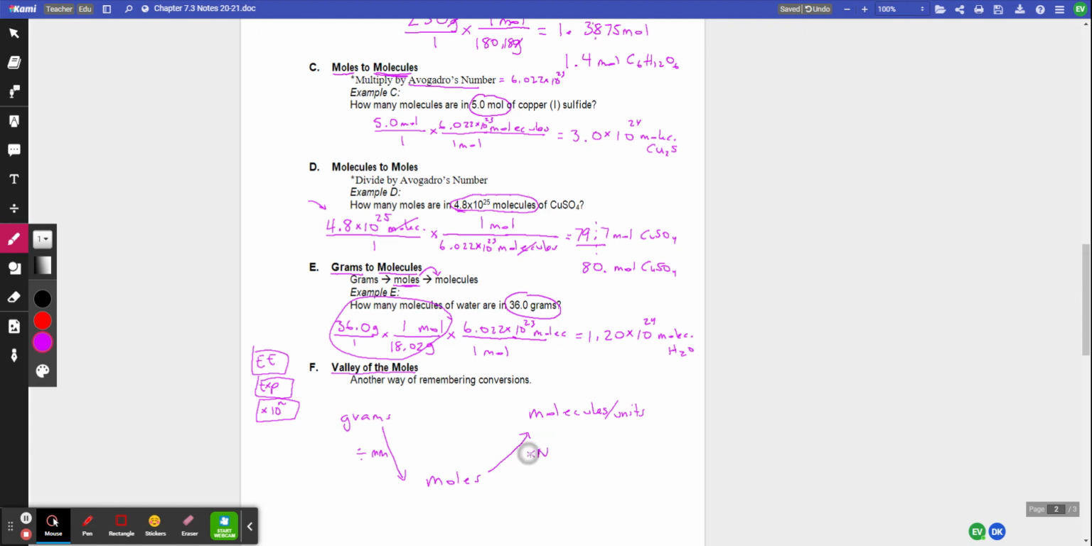On the right, we're multiplying by Avogadro's number, which is Na. And if we go down, we do the opposite. We're going to divide by Na. Okay, and then over here, if we're going from moles up to grams, we are going to be multiplying by the molar mass. All right, that is it for mole conversions.